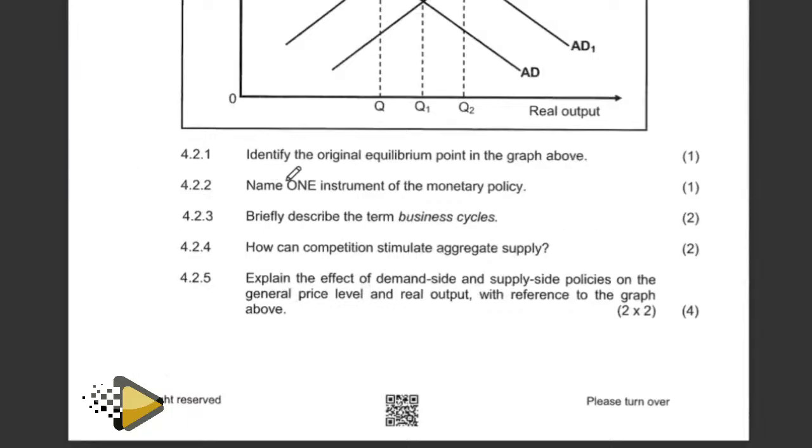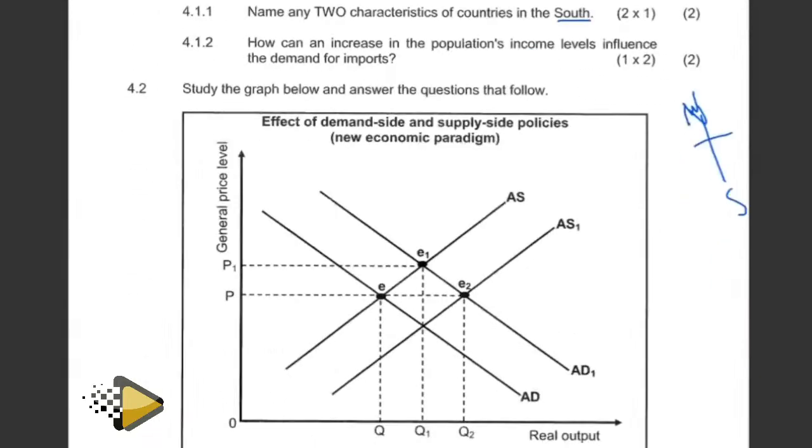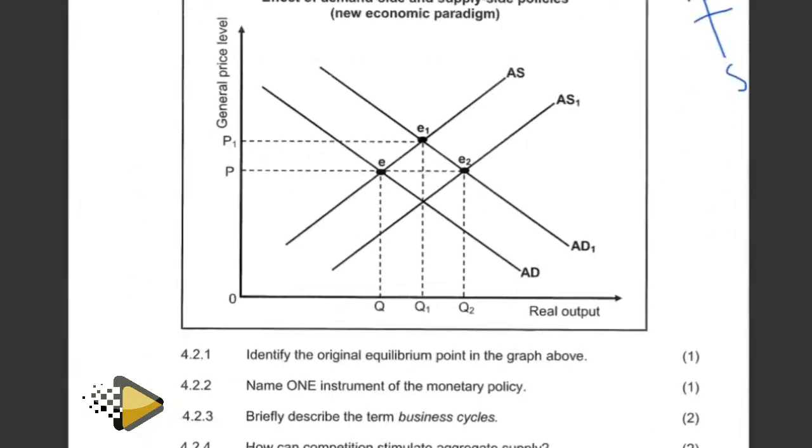Okay, let's check 4.2.1. Identify the original equilibrium point in the graph above. If we check the graph above, we have this as our original supply curve, and then we also have this as our original demand curve. So our original equilibrium is going to be at this point where we have P and Q. That's where we have Q comma P. So that is going to be our original equilibrium at point E.